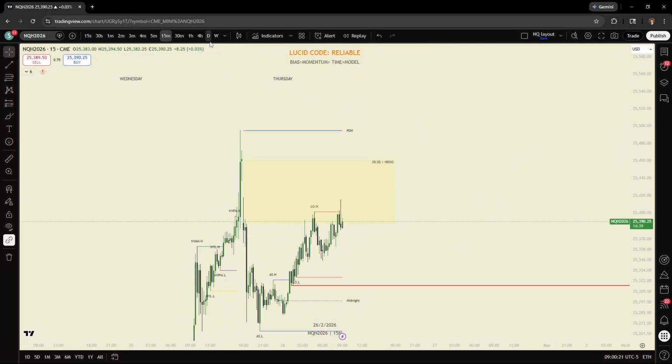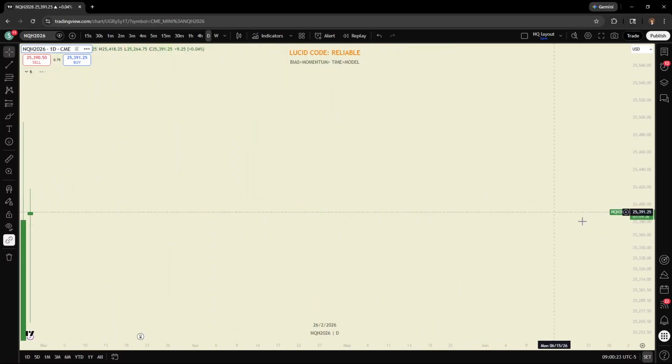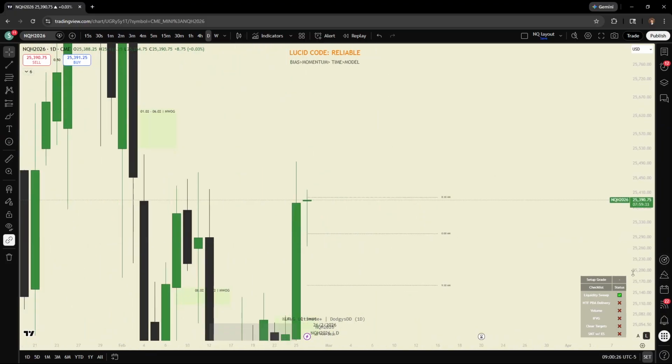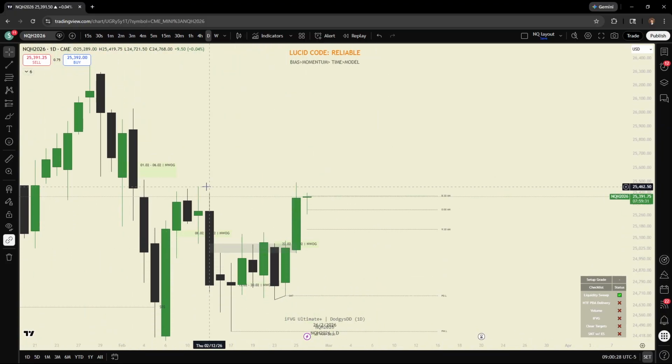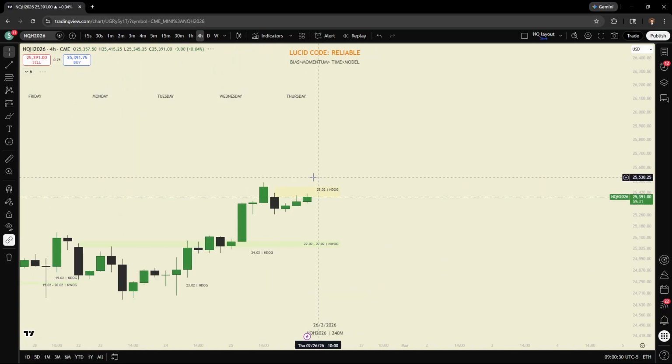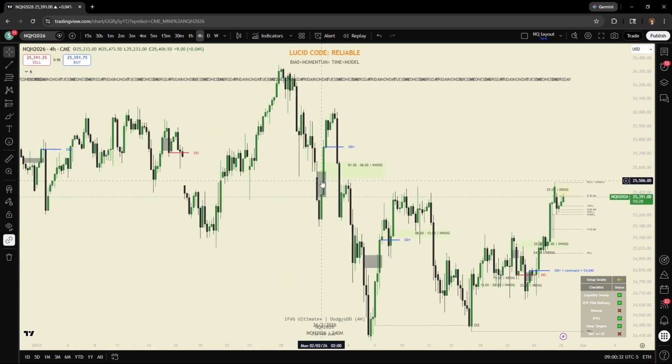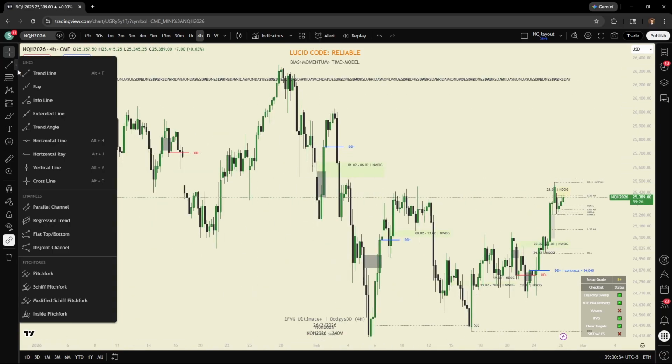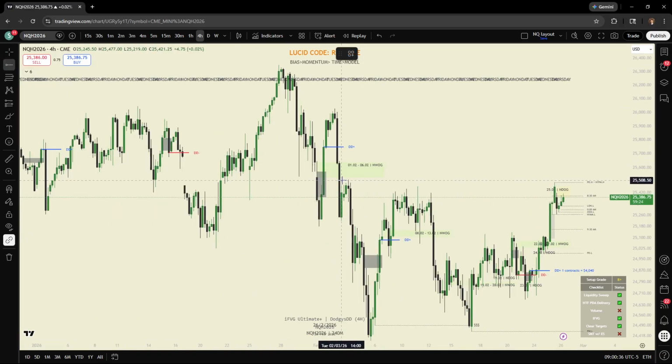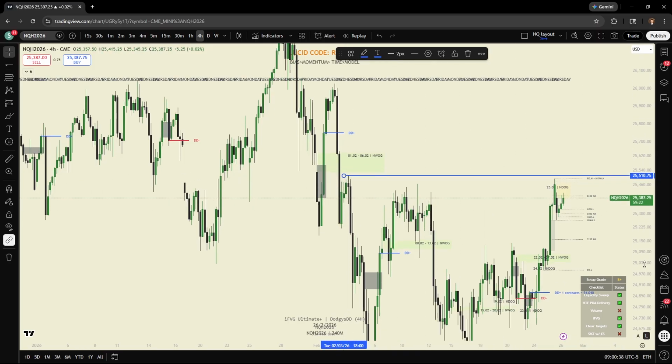Let me break down my bias real quick. So, we hit this high, clear bullish reaction. We left this high behind, so I guess I'd probably want these relative equal highs.